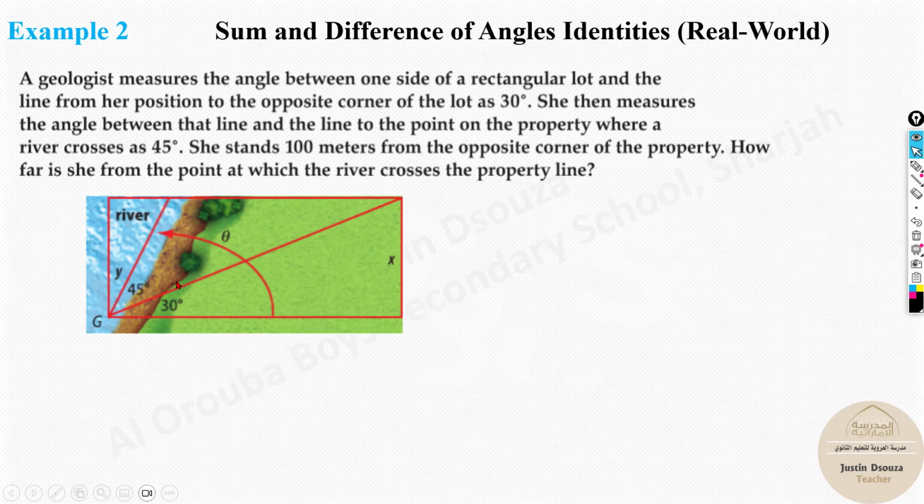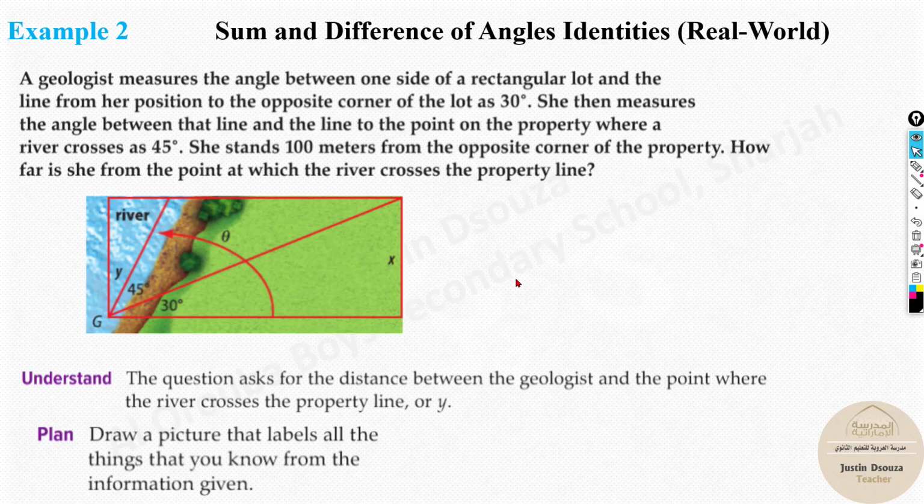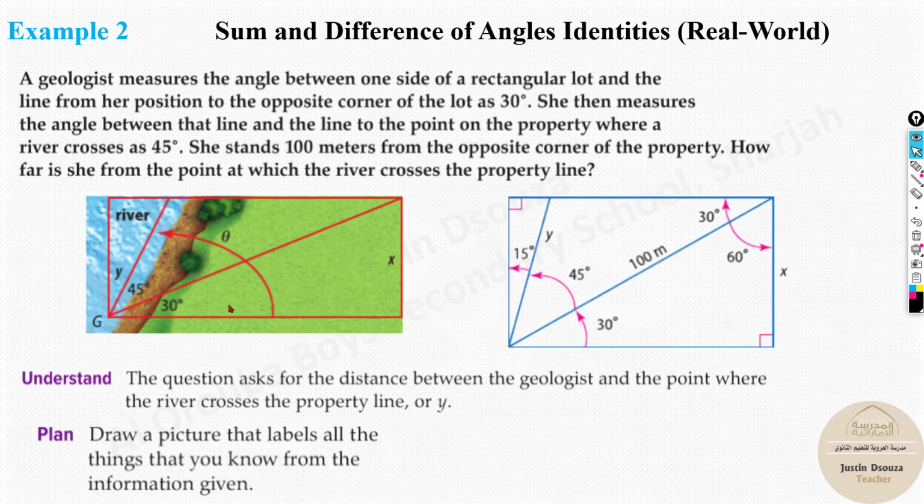This is 45 given. She stands 100 meters from the opposite corner of the property. Okay, that means from here to here it is 100 meters, this diagonal. How far is she from the point at which the river crosses the property? You need to find from here to here, that's this y distance. This is given in the question. Now with all the given information, we can draw another figure. It's just that some of the values, see 100 meters, it's not mentioned here. And you can find the remaining angle. See, this whole thing is 90 degree.